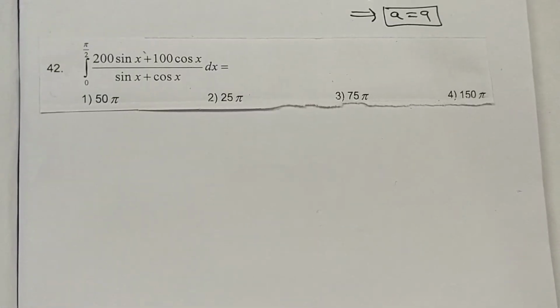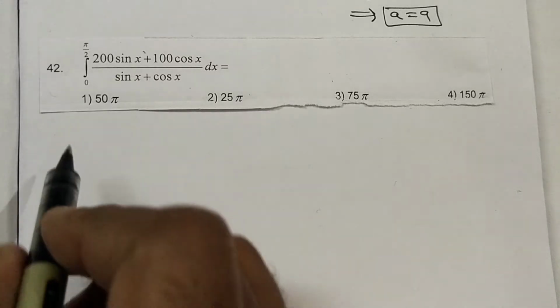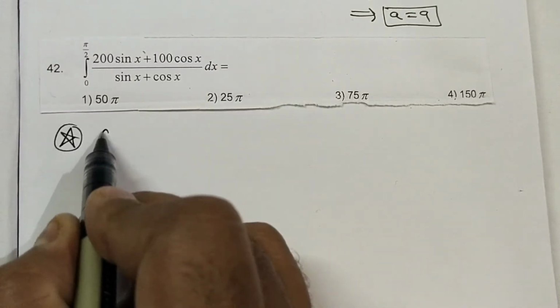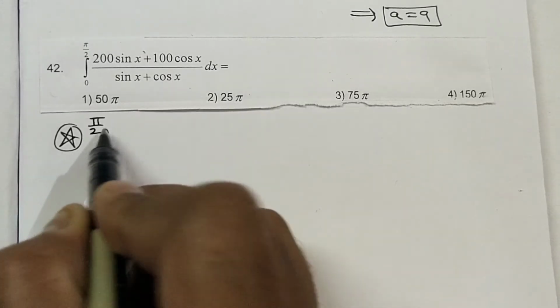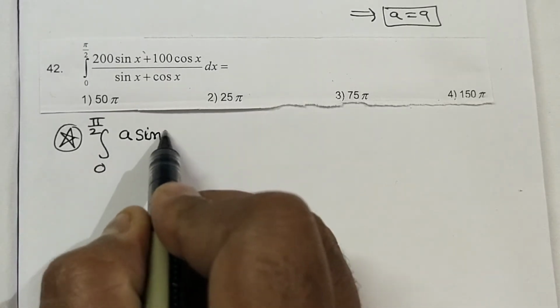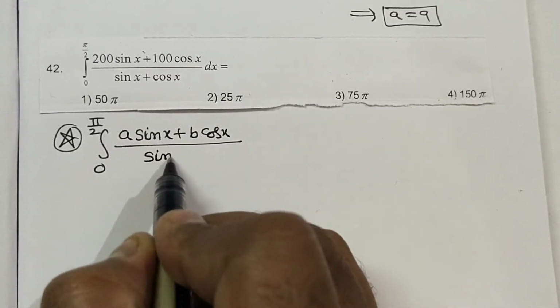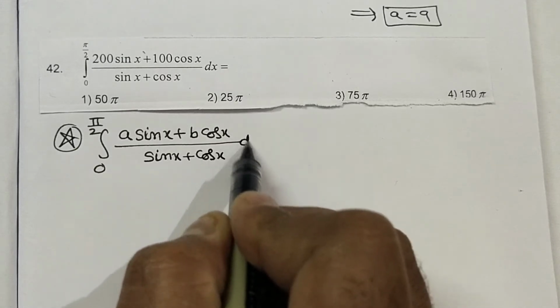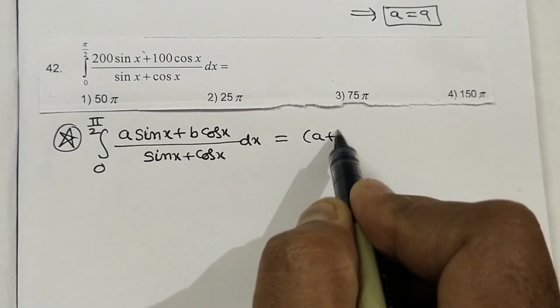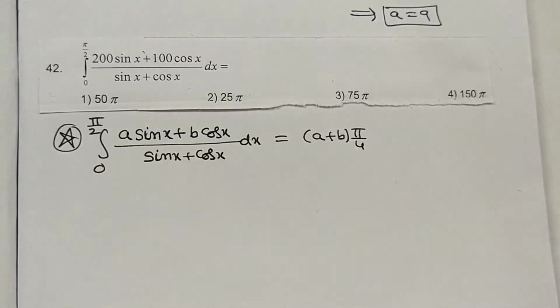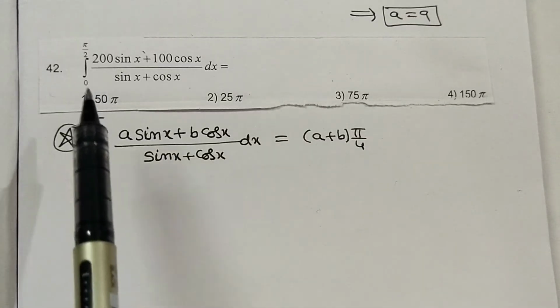The next question, integral 0 to pi by 2, 200 sin x plus 100 cos x divided by sin x plus cos x into dx. We have one shortcut formula: integral 0 to pi by 2, a sin x plus b cos x divided by sin x plus cos x into dx is equal to a plus b into pi by 4. So exactly the given integral is in this form.